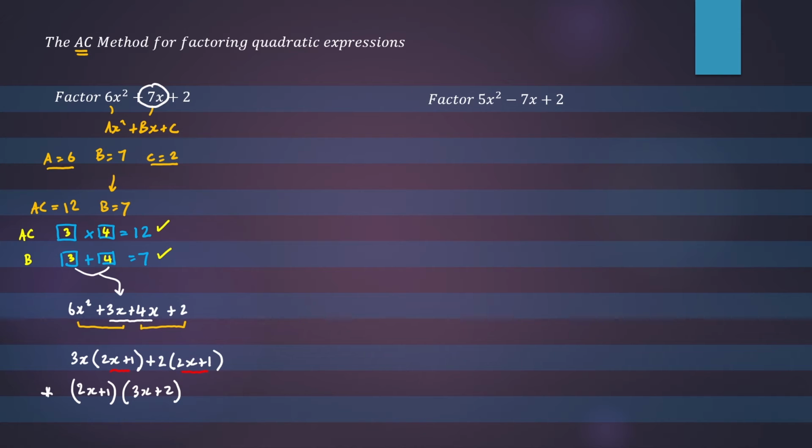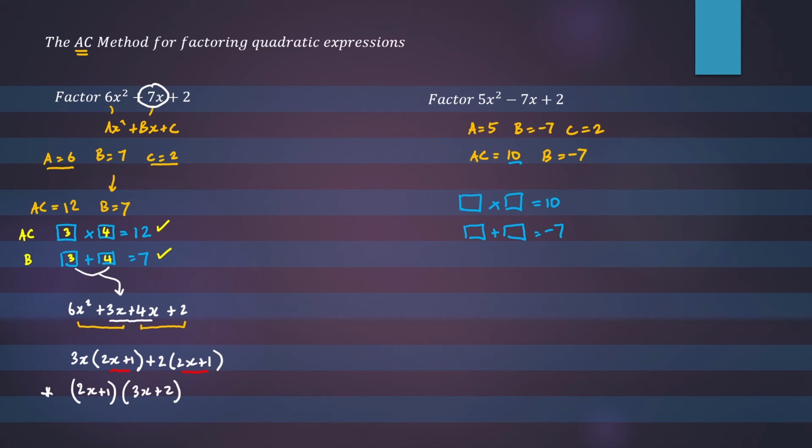You may like to pause the video and try the second one yourself using the same method. So for the second question, we can see that A equals 5, B equals -7, C equals 2. So AC is equal to 5 times 2, which is 10, and B is -7. So we are looking for two numbers that when you multiply them, you'll get AC, which is 10, and when you add them, you'll get B, which is -7.